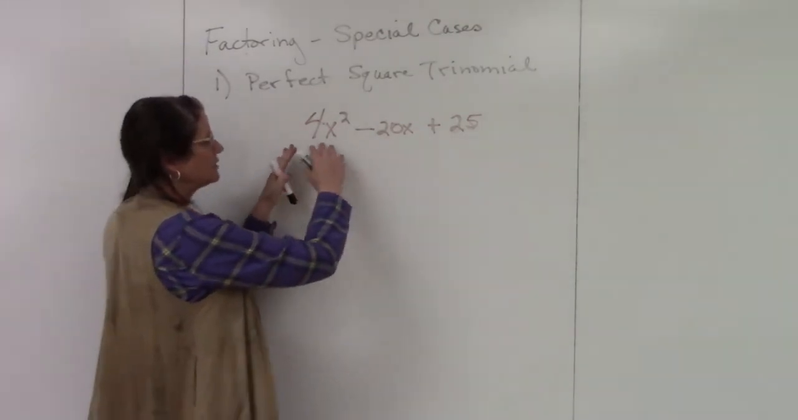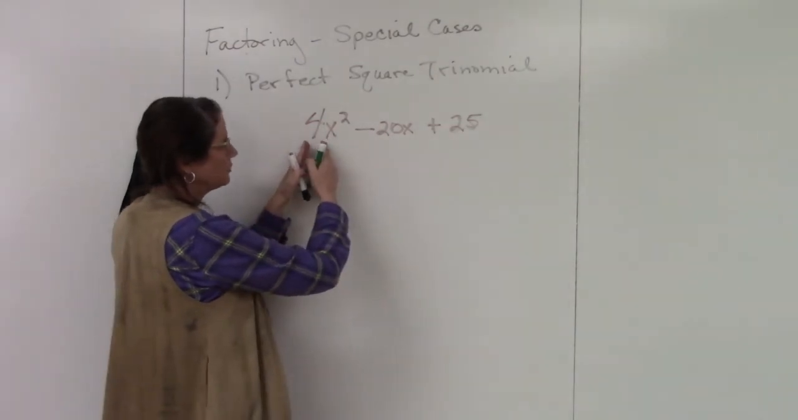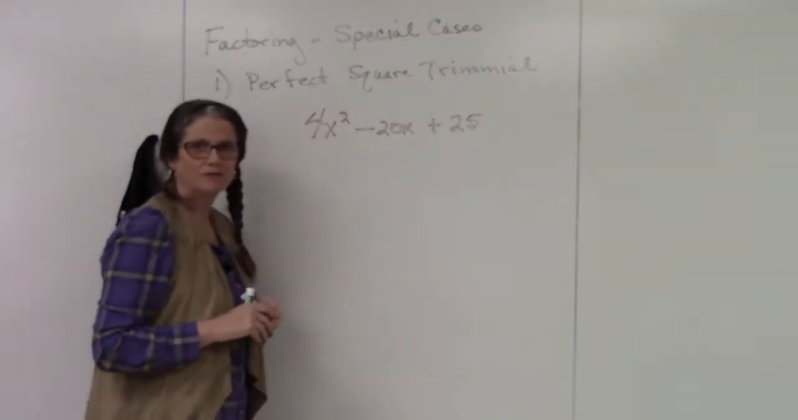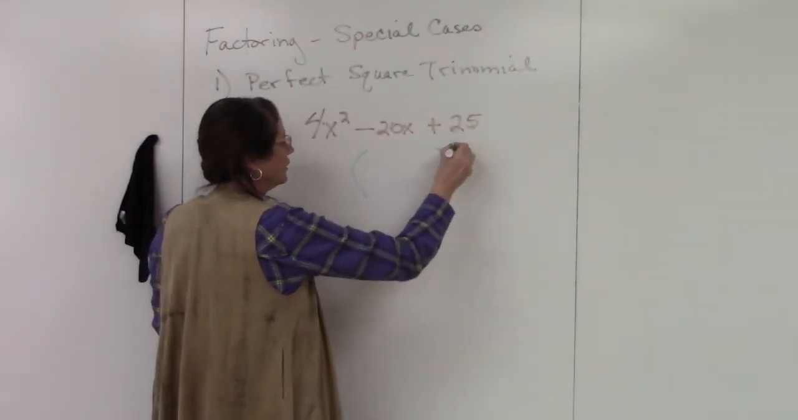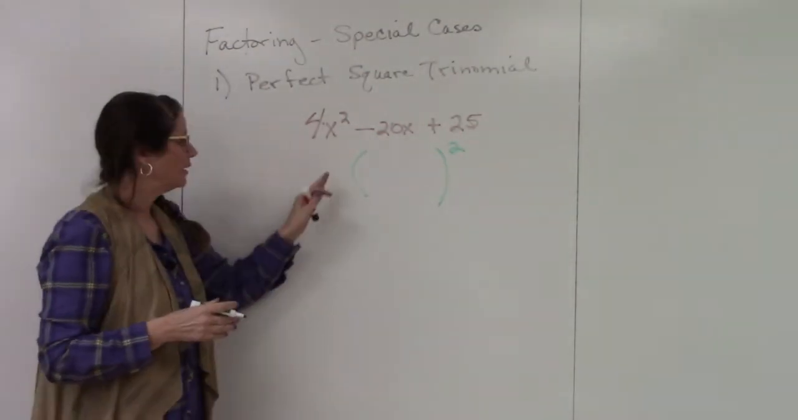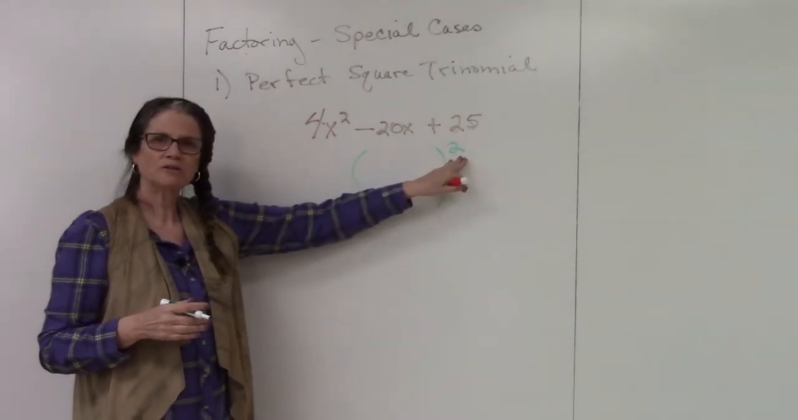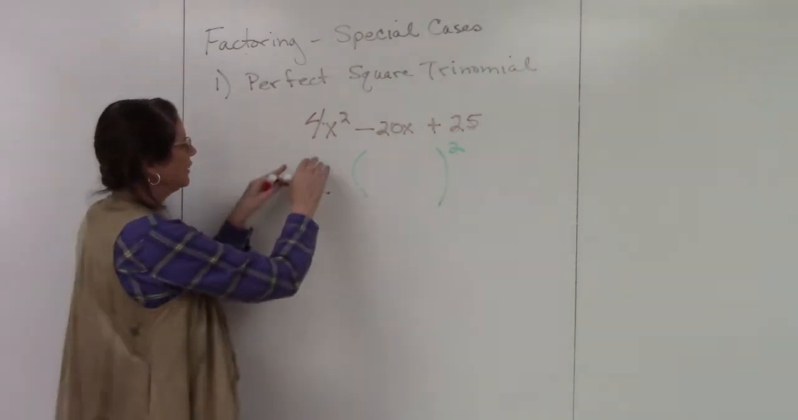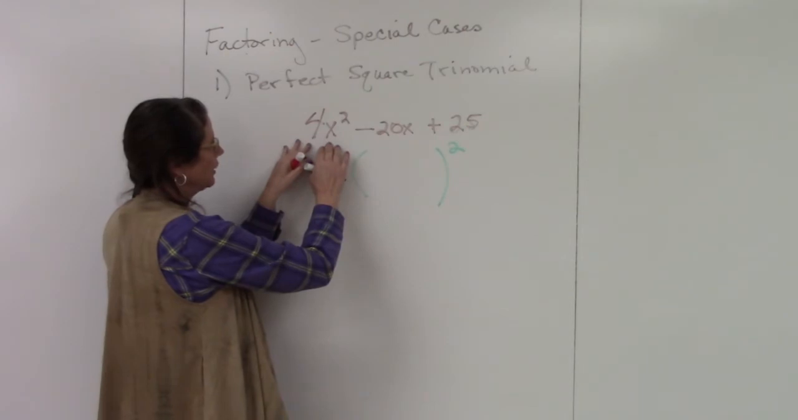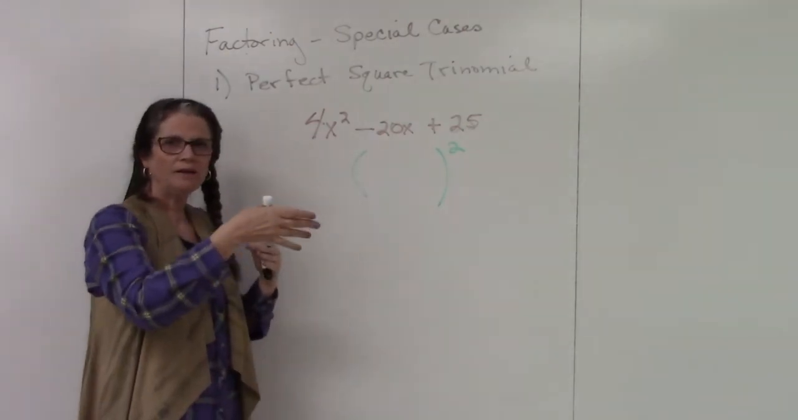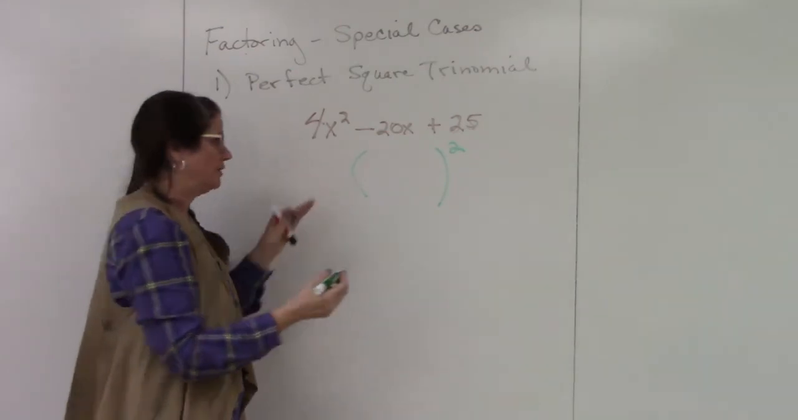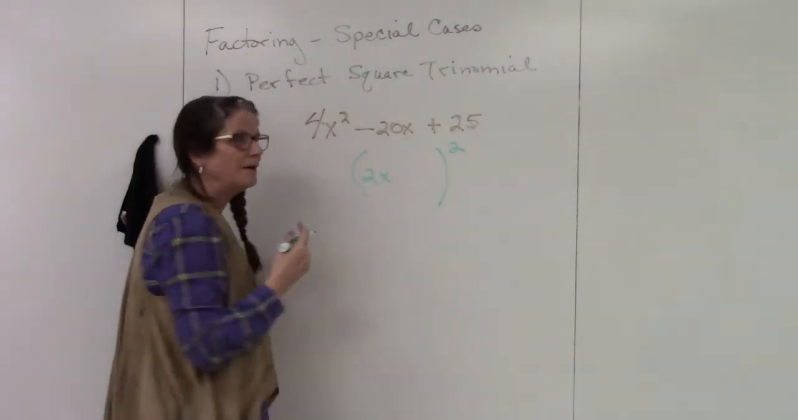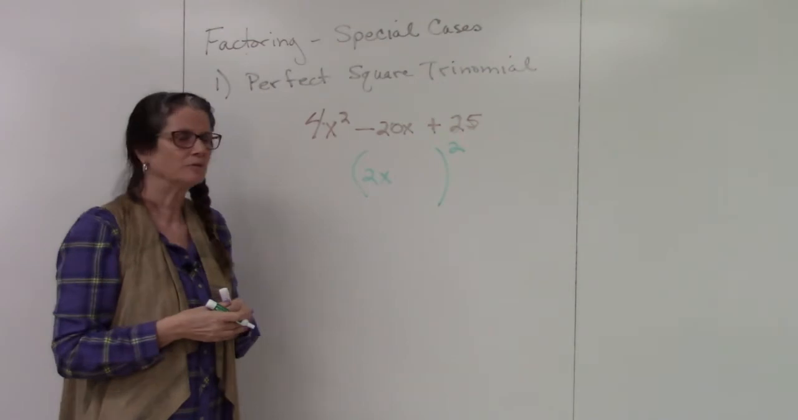When we look at this, it's a trinomial, 4 is a perfect square, and 25 is a perfect square. So I'm going to trust that this is a perfect square. I'm going to write my answer this way, set of parentheses and the whole thing squared. Here's what we do. Take the first term and we square root it. In other words, what times what, and it's got to be the same thing, gives you 4x squared? Well, 2x times 2x gives you 4x squared.